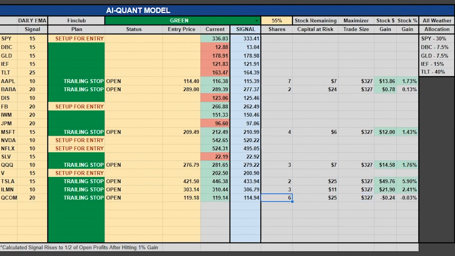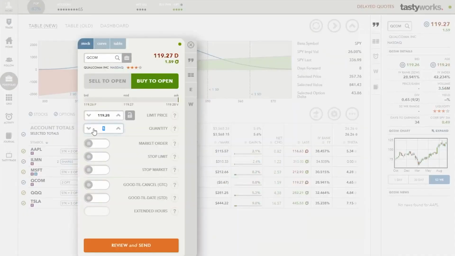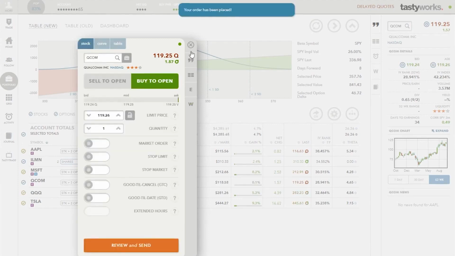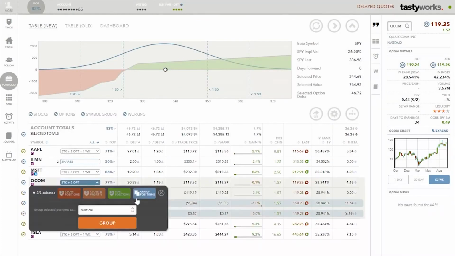Okay, let's go check out how many shares. We need 6 shares. Quantity of 6. By the way, I don't use these buttons because it goes in increments of 100 and I can't go down from there. I don't want 100 shares right now. I want 6. Market order. Review and send. Should be good to go. Orders placed.